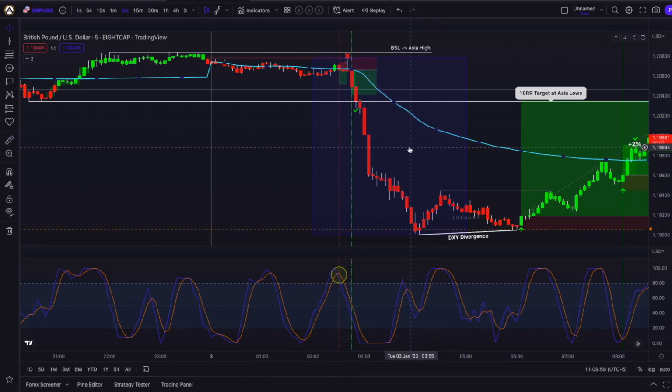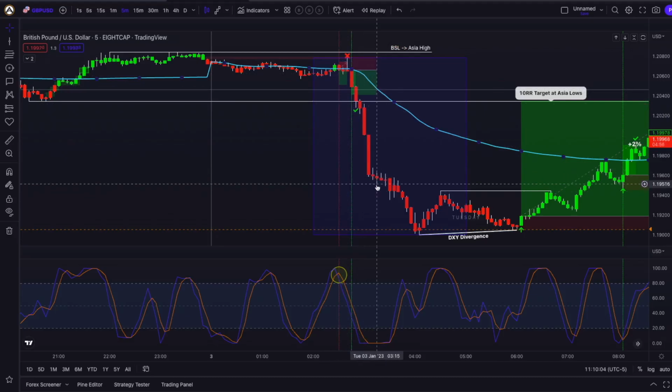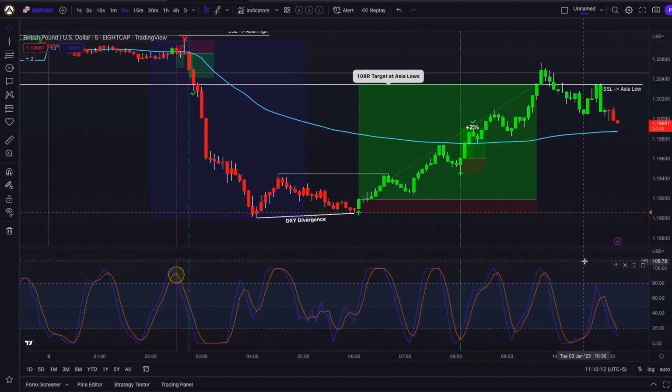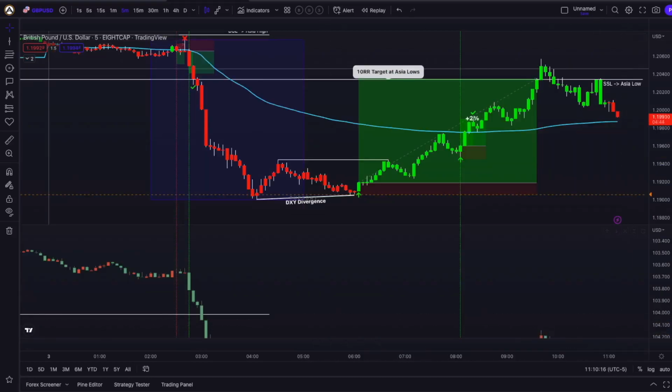A massive drop today on GBP USD, basically within 5, 10, 15, let's say half an hour, and then we continued going sideways for a little bit and continued dropping a little bit further down until I spotted this absolutely amazing DXY divergence here on pound US dollar.